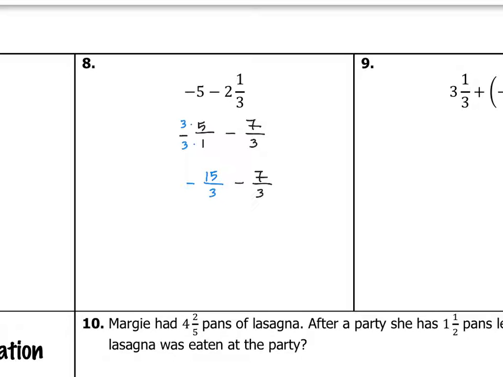So I'll keep my denominator as 3. And then the numerator, it's going to be negative 15 minus 7. So we have 15 negatives and 7 negatives. We'll add those to get negative 22. So this is negative 22/3.